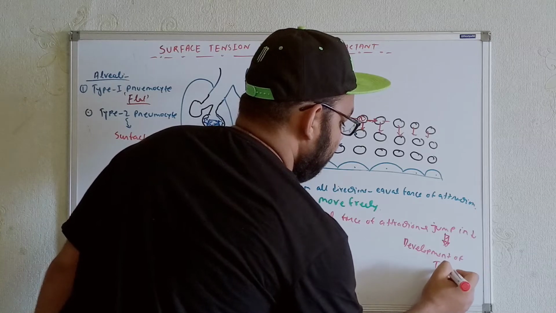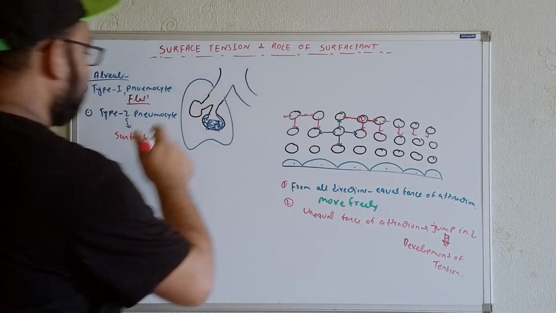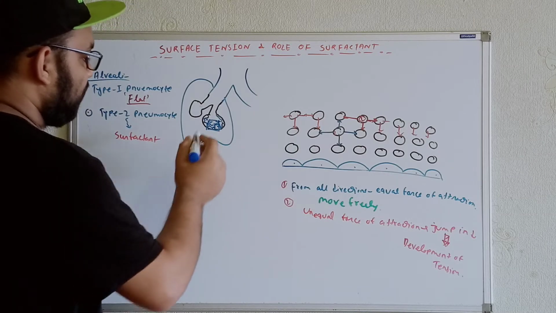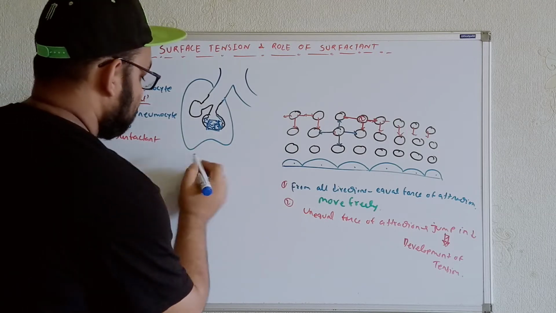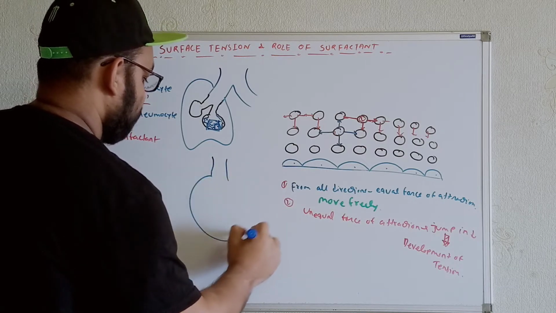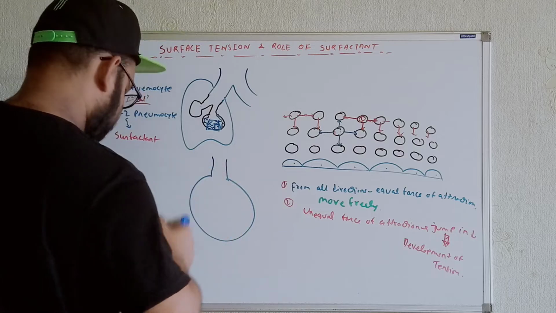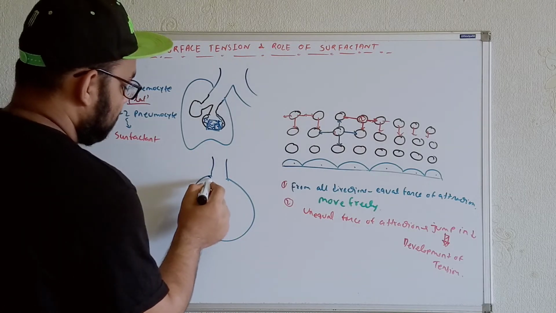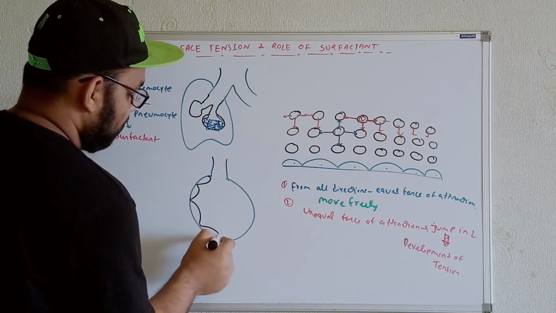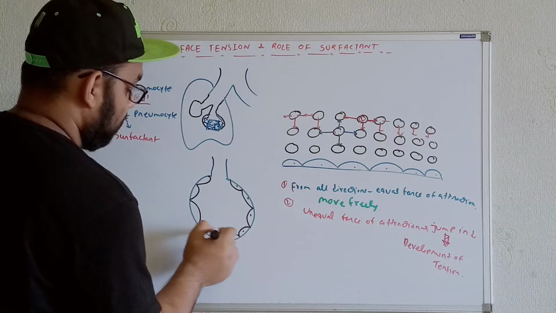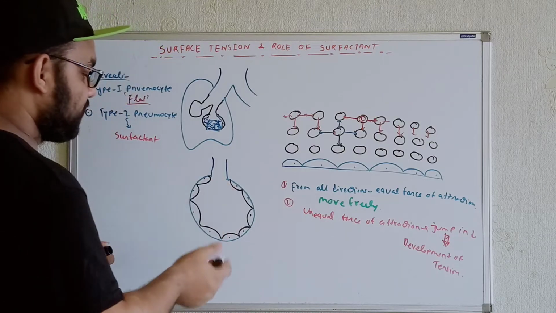Now try to understand from this figure. Whenever the water molecules, if I show you once more, let's make one more alveolus for you to understand it clearly. Now this is the type one pneumocyte. These are type one pneumocyte cells. Okay, understand from this figure.